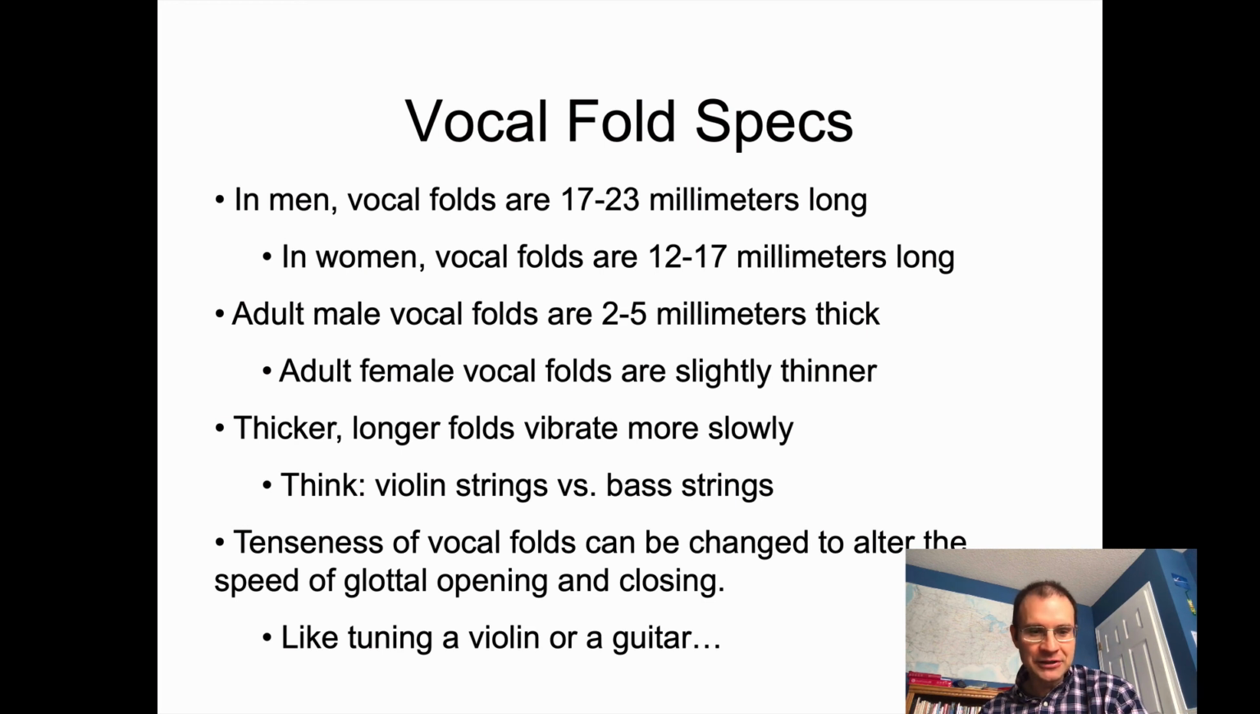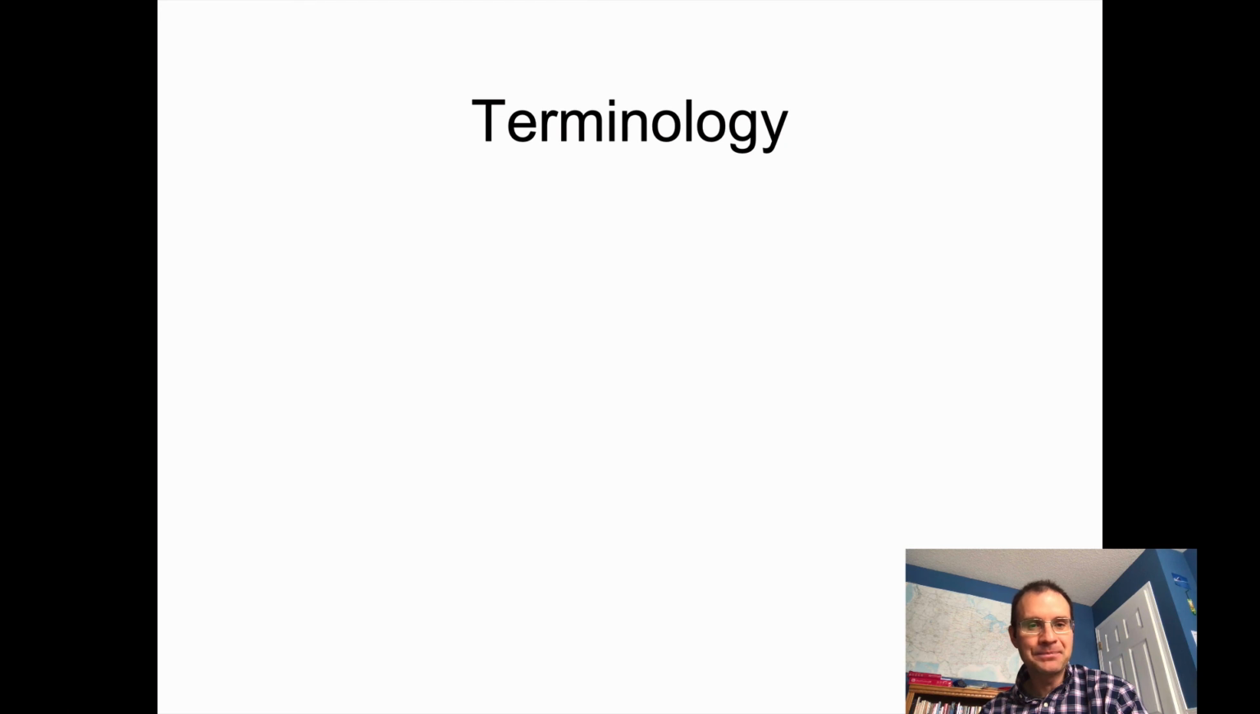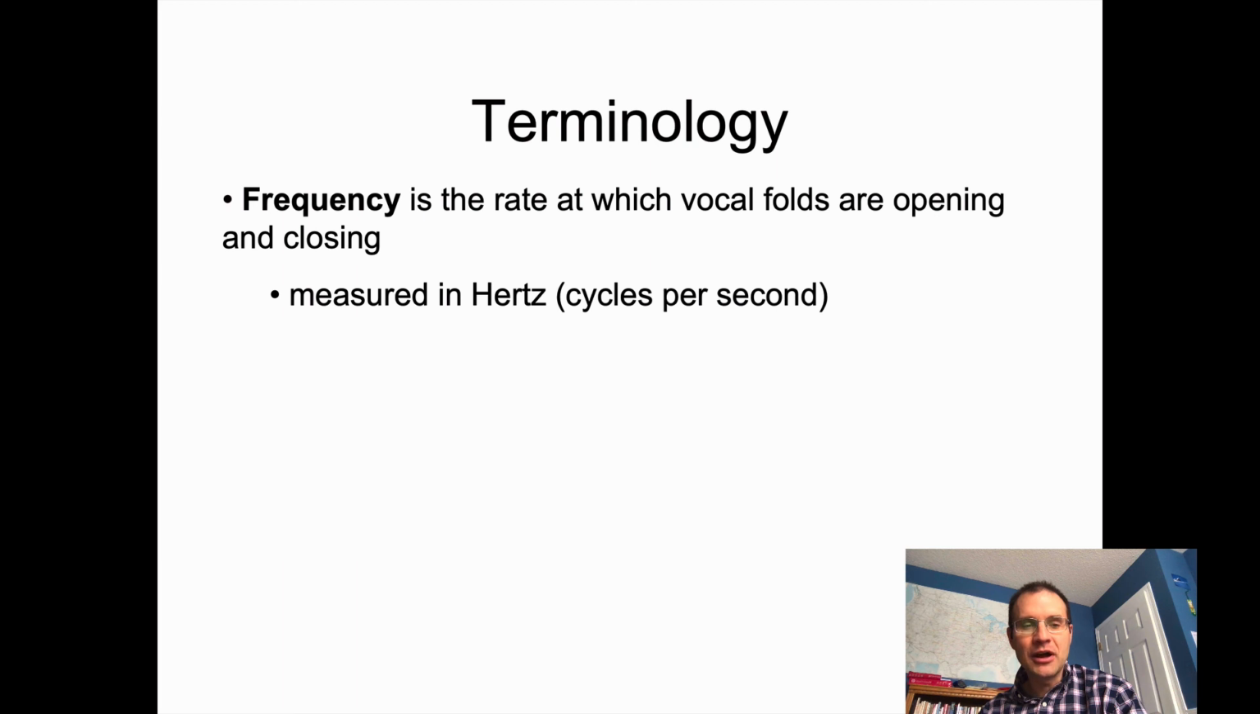And then I gave you that analogy too, that you can actually adjust how quickly this glottal cycle happens, how often it repeats by changing the tension of your vocal folds. That's the primary way in which we do it. With that in mind, I will give you some acoustic phonetics terminology, some of which we've already addressed. But frequency is a technical term meaning the rate at which vocal folds are opening and closing. And this is measured in hertz or cycles per second. We saw an example of how that works with the bilabial trill cycle.